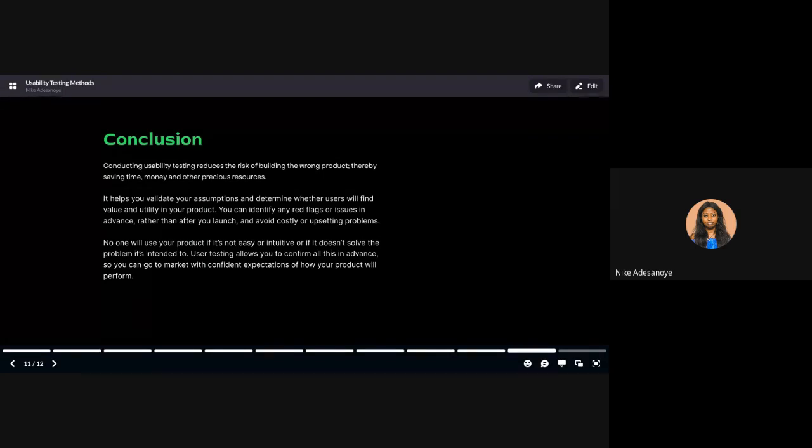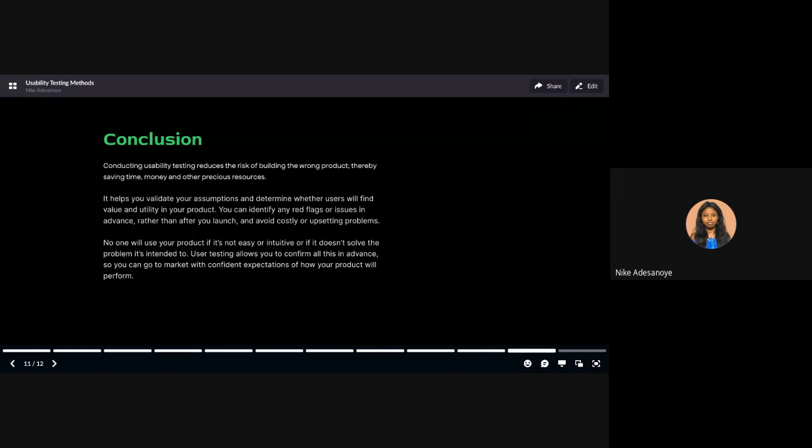Conducting usability testing reduces the risk of building the wrong product, which I've said earlier, thereby saving you time, money, and other precious resources. Even if we are not product owners, as product designers, we'll say that designing a product takes a lot of energy from us. I don't know about others, but designing products takes a whole lot of energy from me myself.